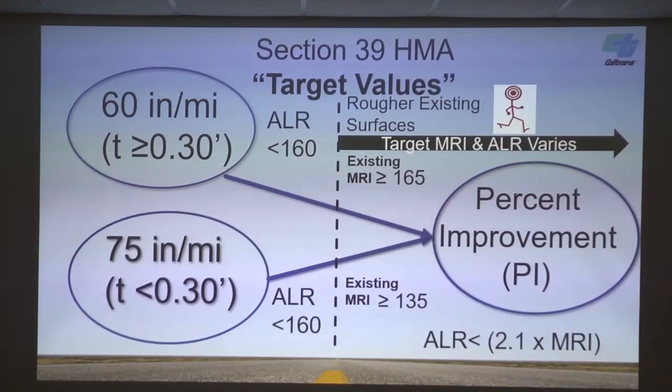So this slide basically gives you an idea of when we go to this moving target. When you hear the term percent improvement, that means it's a moving target. The specs adjust up if you're overlaying a rougher surface, which makes sense. If you're going to overlay a road that's really rough, 200 inches per mile, and we had a spec of 75, it's difficult for the best of pavers to get a 75 on something that's 200. So we're going to raise the spec up a little bit.